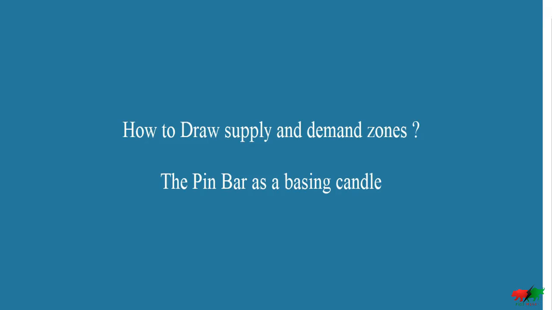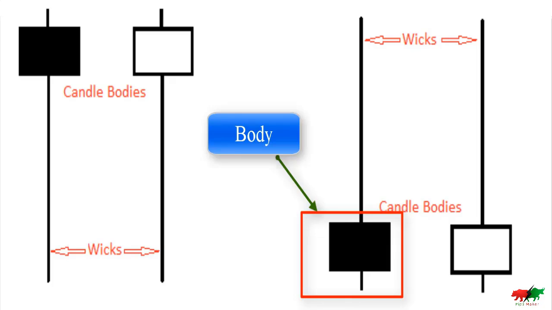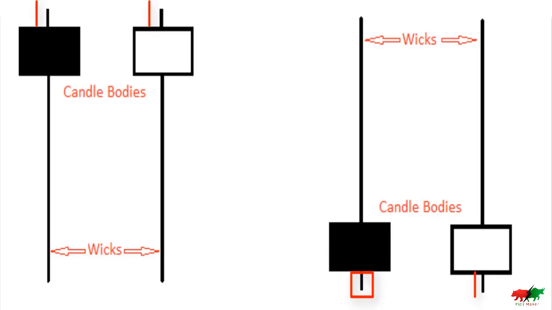Hi everyone, in this course we are going to learn how to deal with different pacing candles when drawing supply and demand zones. And we are going to start with the pin bar candlestick as a pacing candle. A pin bar forms with a long upper or lower tail and a small body. The space between the open and close of the pin bar is known as the body. Sometimes a pin bar can have a nose.